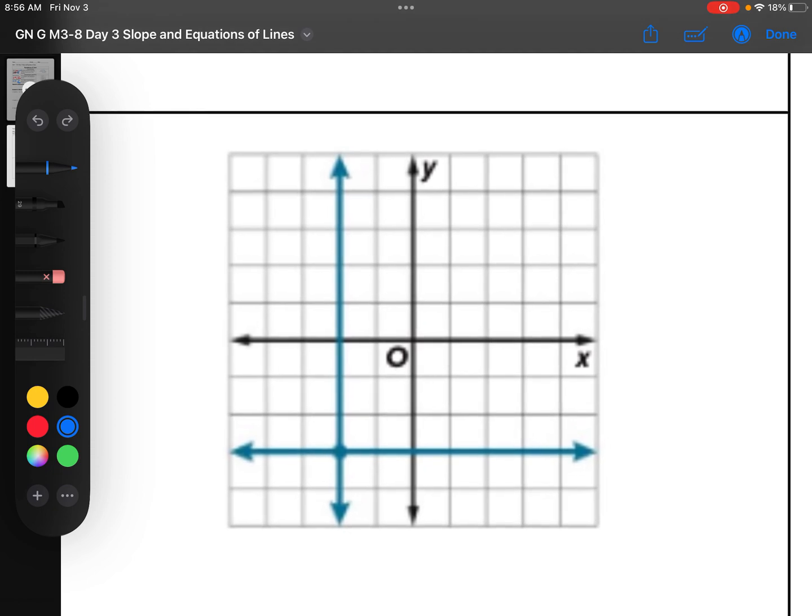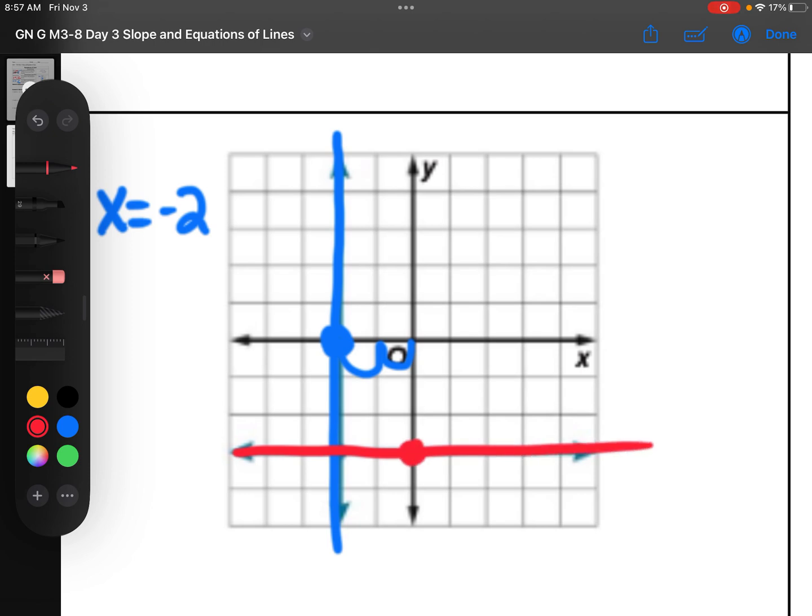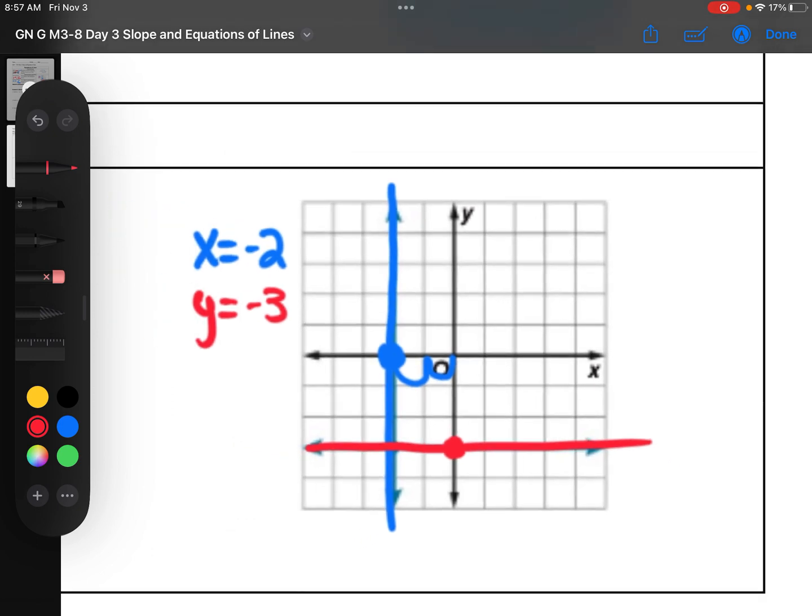If we wanted to write equations, we know this one is a vertical line. Vertical lines have an x coordinate. So x equals wherever it intercepts the x. So we count from 0, 1, 2. x would be -2. Okay. This one has a y-intercept of -3. So y is going to equal -3. Those are the equations for those two lines, believe it or not.